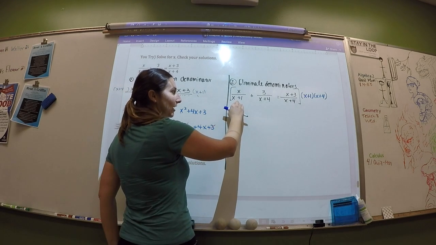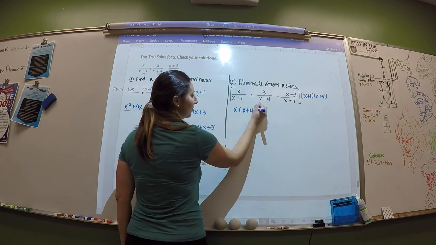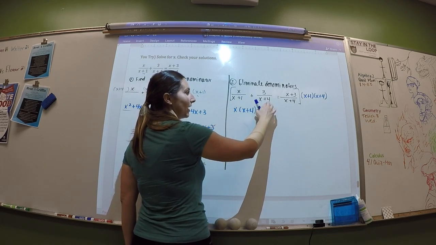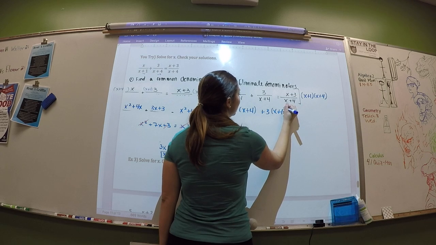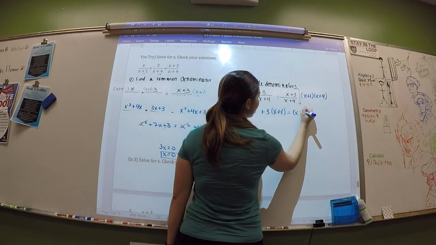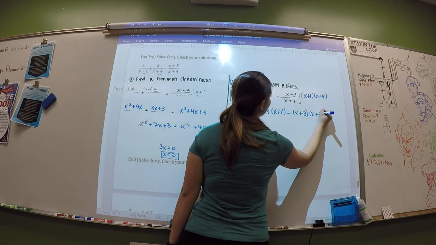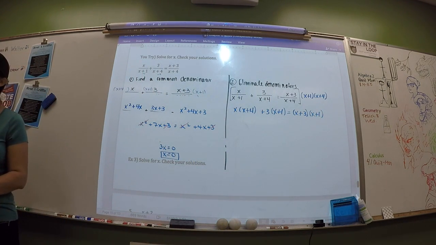In this first fraction, the x plus 1's cancel, and you're just left with x plus 4. In the second fraction, the x plus 4's cancel, and you're left with x plus 1. And then in the last fraction, the x plus 4's cancel, and you're left with x plus 1. And then you essentially do what we already did, and you get your answer.